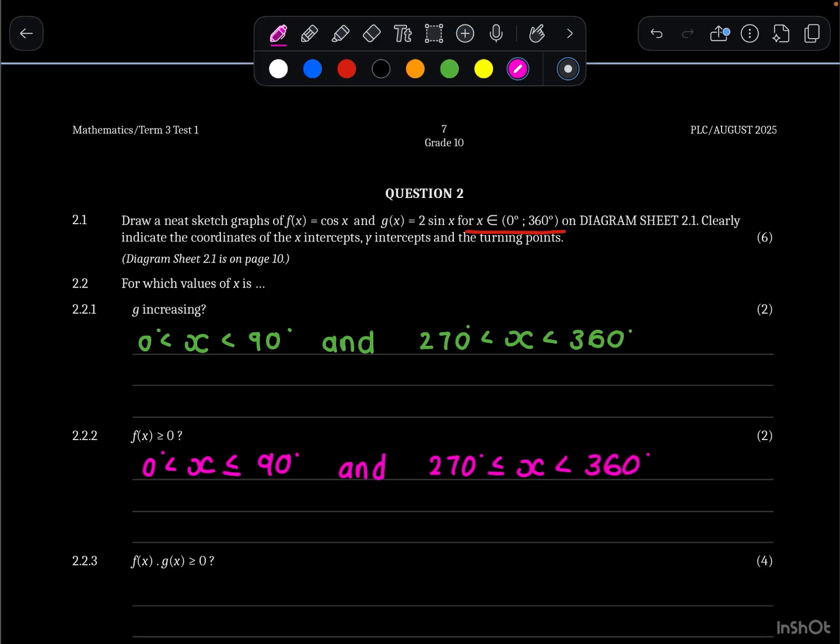Okay, and then just a note on this one. They said here the domain, they used the round brackets, which means it's not included. So that's why I haven't included it here in this part. You can see 0 is not included and 360 is not included.